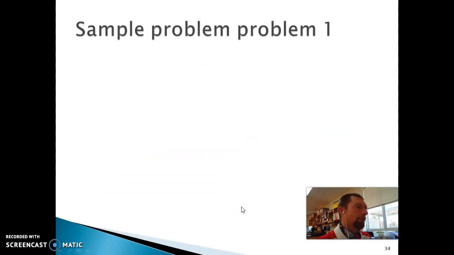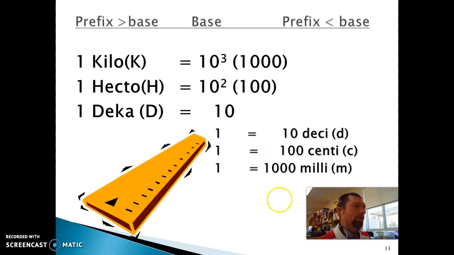All right, so it looks like I'm getting into the sample problems here. I'm going to stop recording and come back and make a second video showing you some more practice problems.